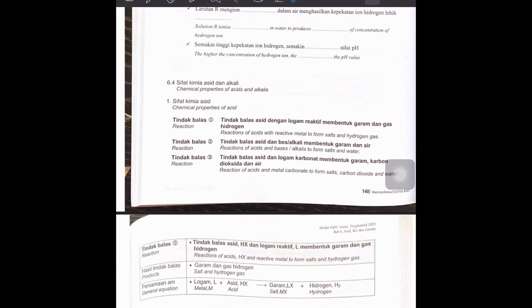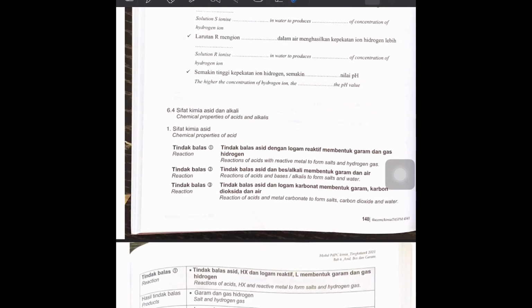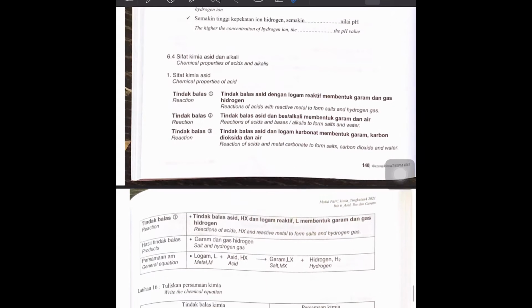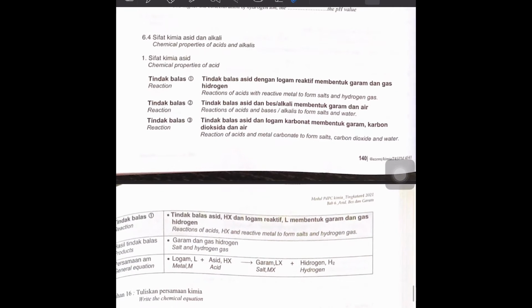This is from Cikgu Azmi's book, The Module Kimia, page 140. I will explain how to do the exercise. Throughout the exercise, you are going to understand the chemical properties of acid and base. Let us look at the first one, chemical properties of acid. Reaction number 1. Chemical properties are the chemical properties that we can see when it reacts.